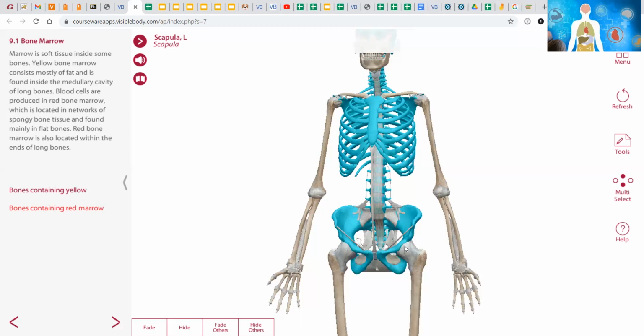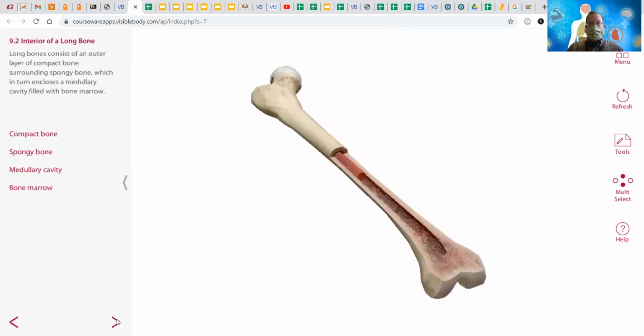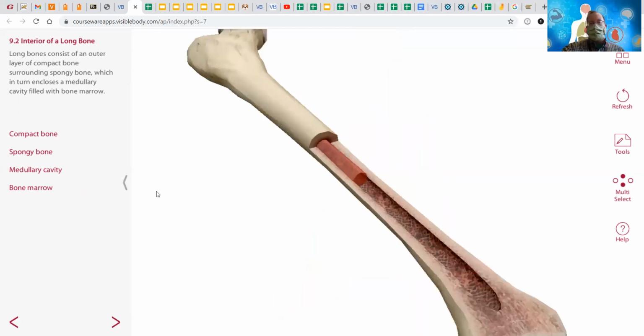So when they do bone marrow transplants, they go after the sternum or the hips to extract the bone marrow, because yellow marrow is not of use for the recipient. Okay, so red marrow, you want to associate with red blood cell production. You want to associate that with the flat bones as well as the ends of your long bones. Here's an inside look at a bone and some of the special features.